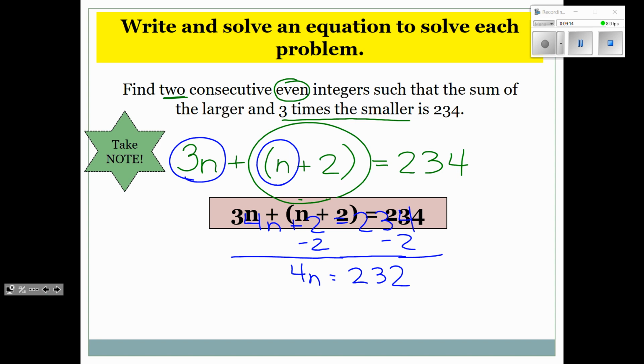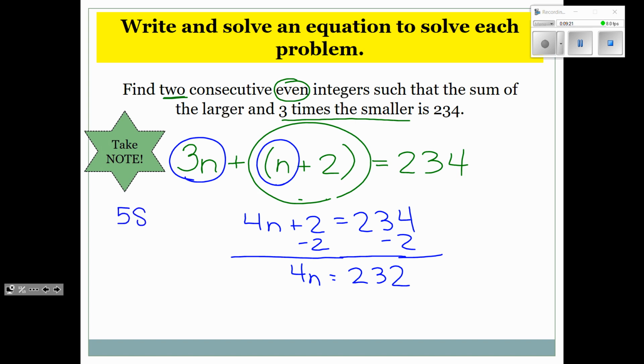58 is the first number, but then remember, we want to find both numbers. So if 58 is the first number and we're counting by consecutive even integers, the next one would be 60, or the original number plus 2. So our answers were 58 and 60.